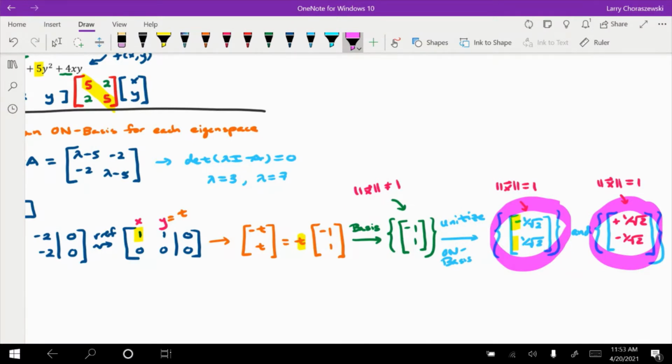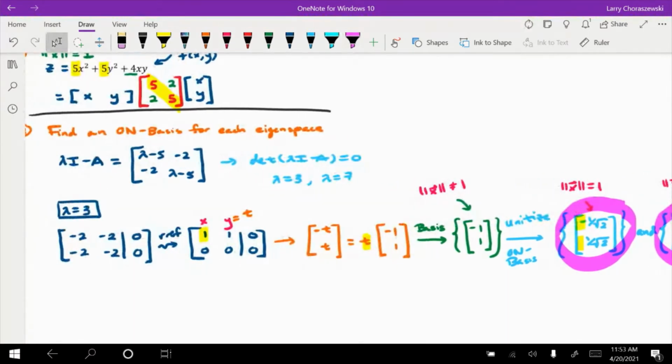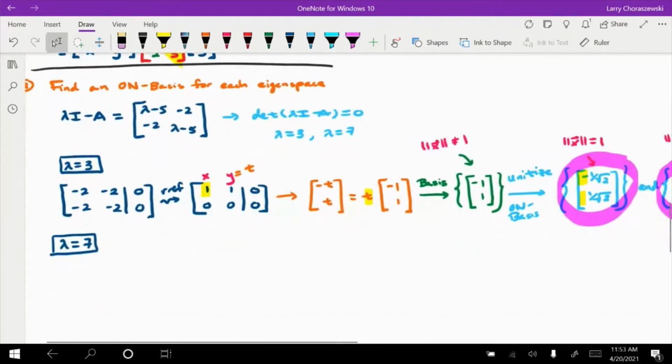All right, and I'll talk about the significance of each of these basis vectors. But before that, I would like you folks to take the next few minutes or so to find basis vectors for lambda equals 7 that each have a norm of 1.